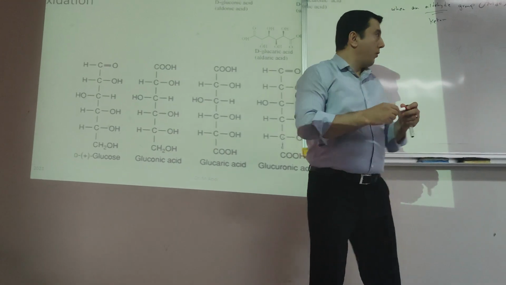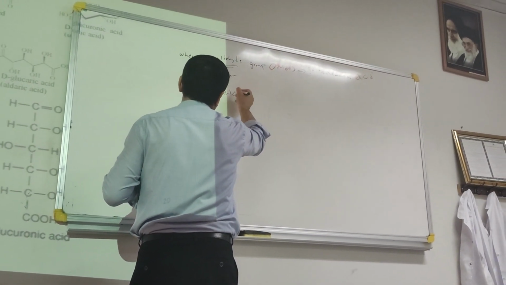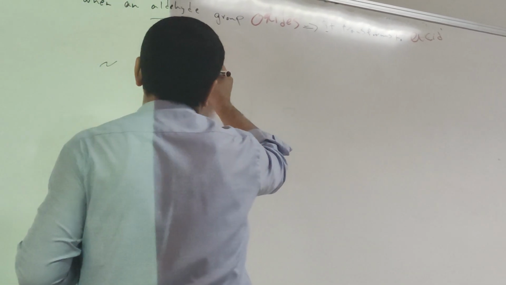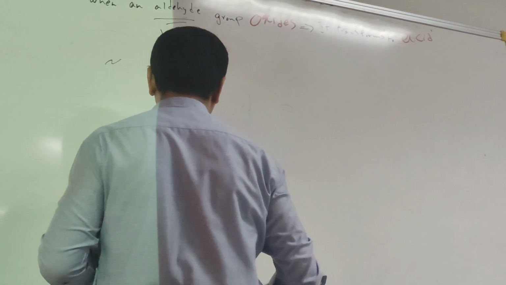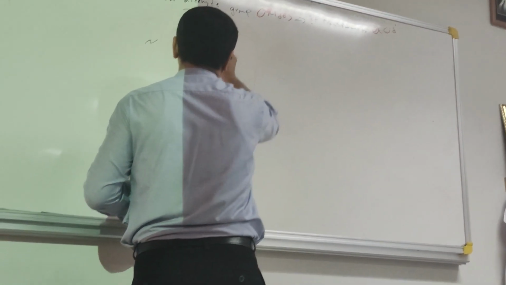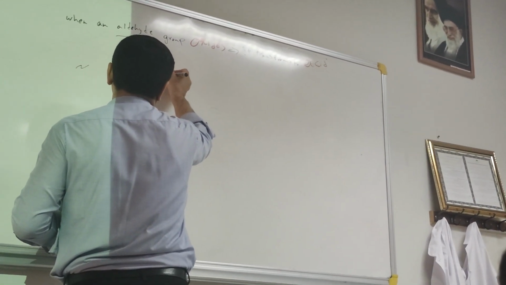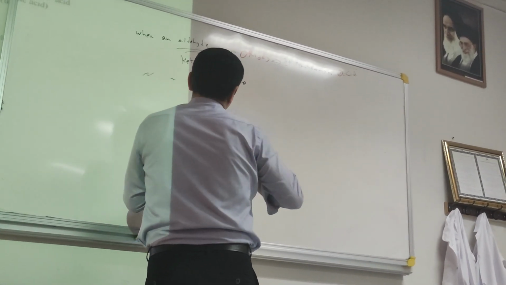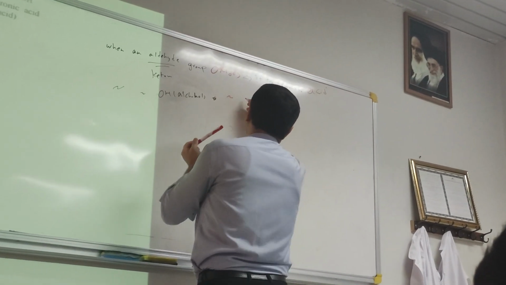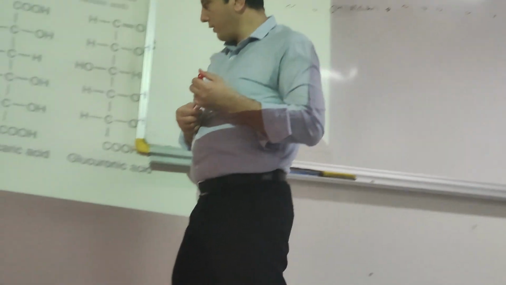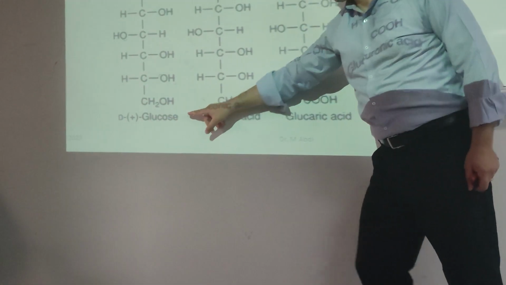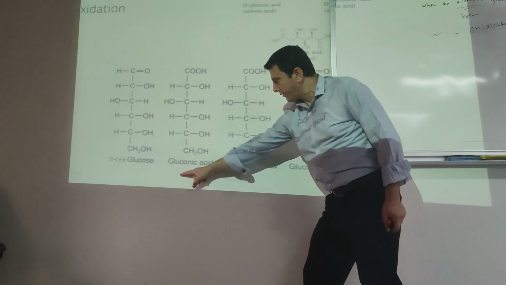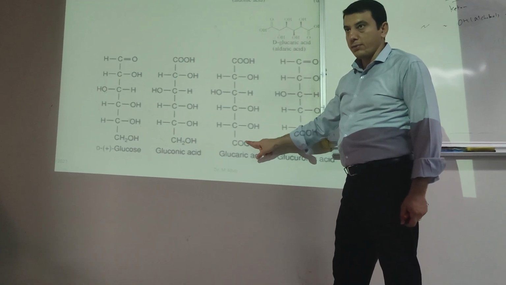On the other hand, when an alcohol or OH group is oxidized, it transfers to an acid. We also have an acid. You can see such a reaction here: when CH2OH is oxidized, this group changes to an acid group, COOH.